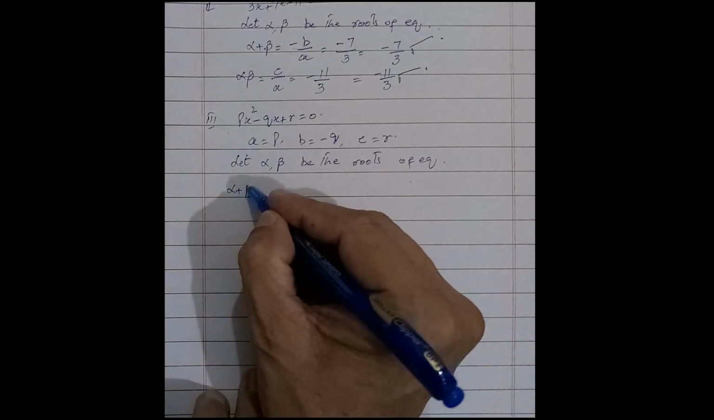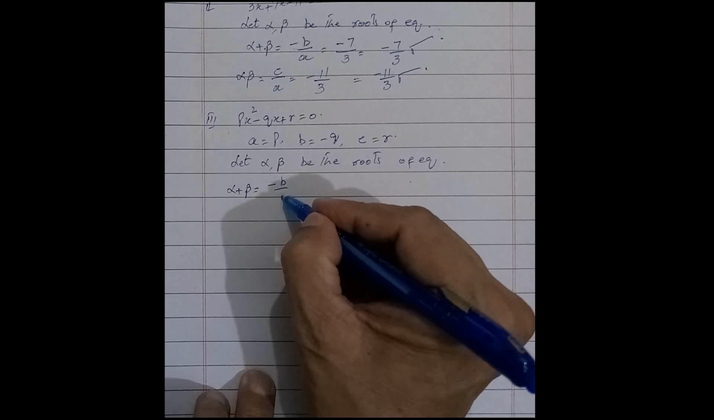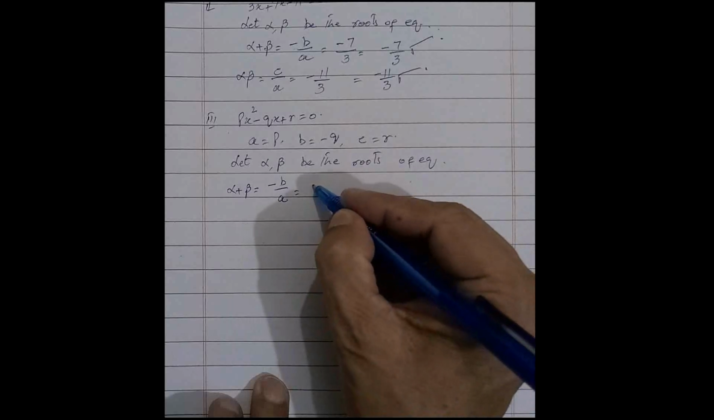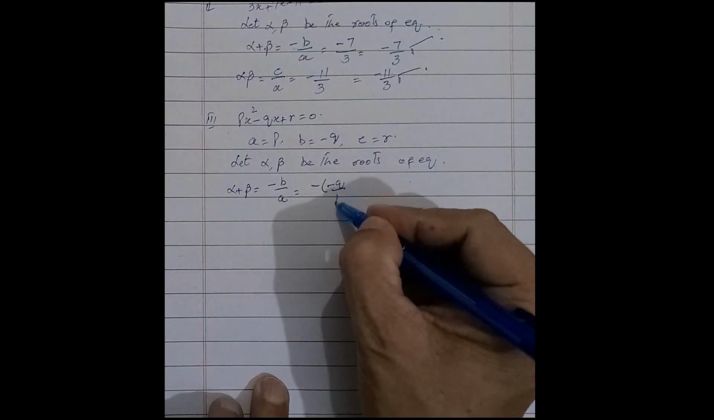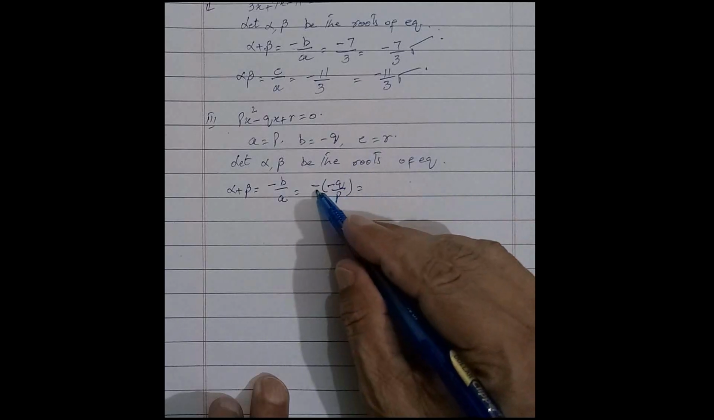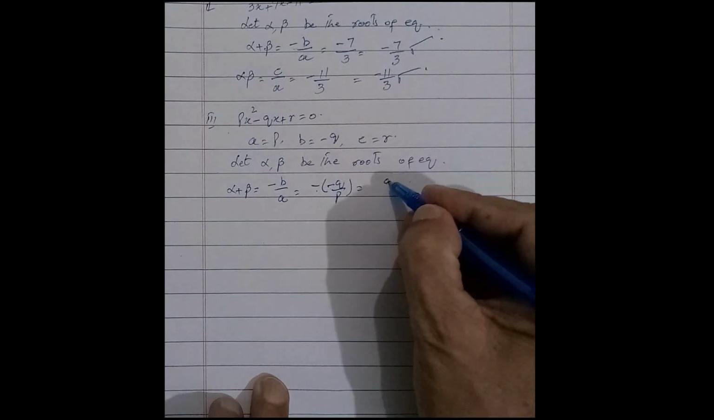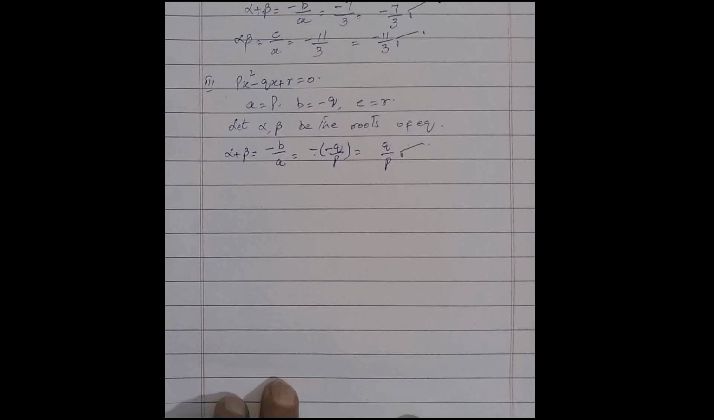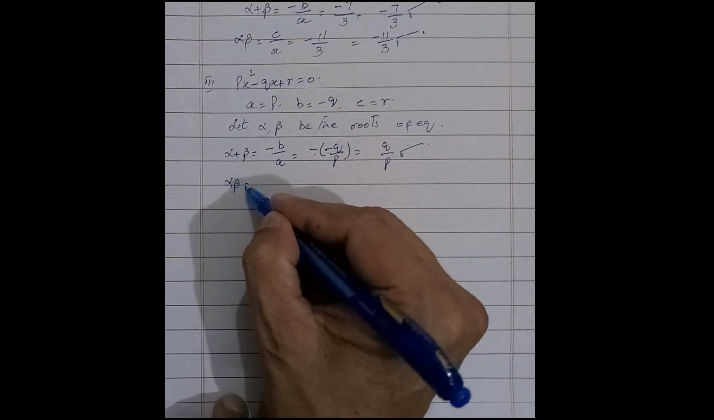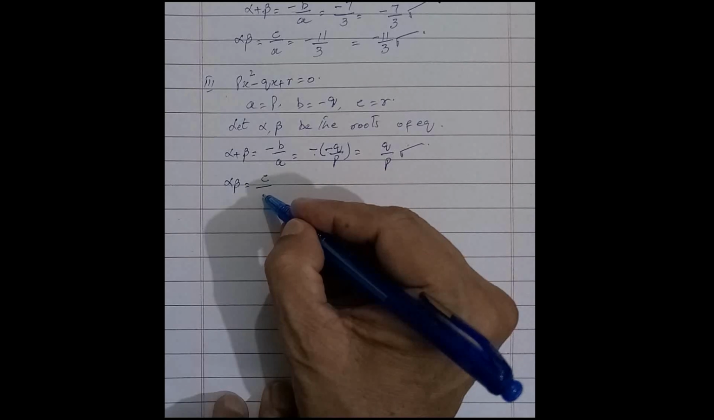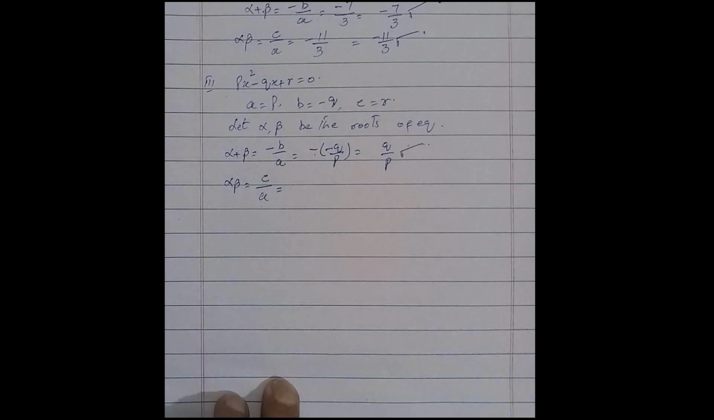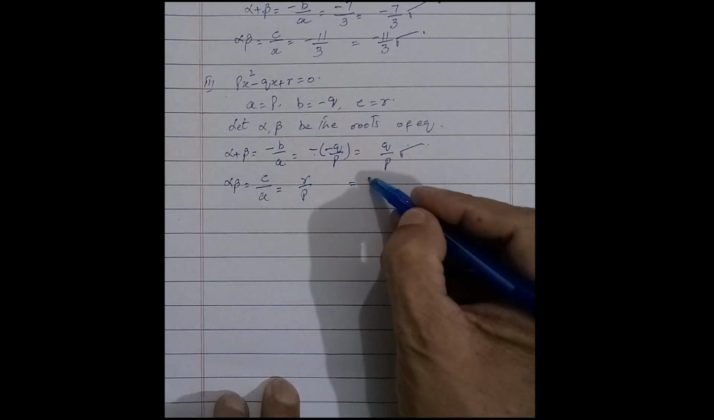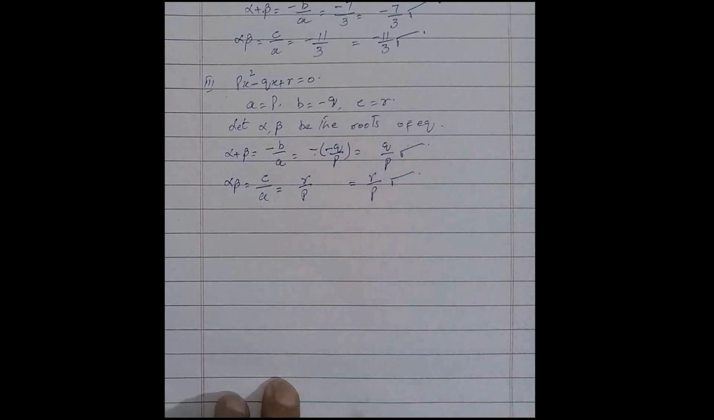Which is alpha plus beta, and the formula is minus b over a. We put the values of a and b in the formula, we get minus q over p, and when we simplify, minus multiplied by minus, we get plus q over p. It is the sum of the roots. And the other is alpha beta, which is the product, whose formula is c over a. We put the values of c and a, we get r over p, and the product of the roots is r over p.